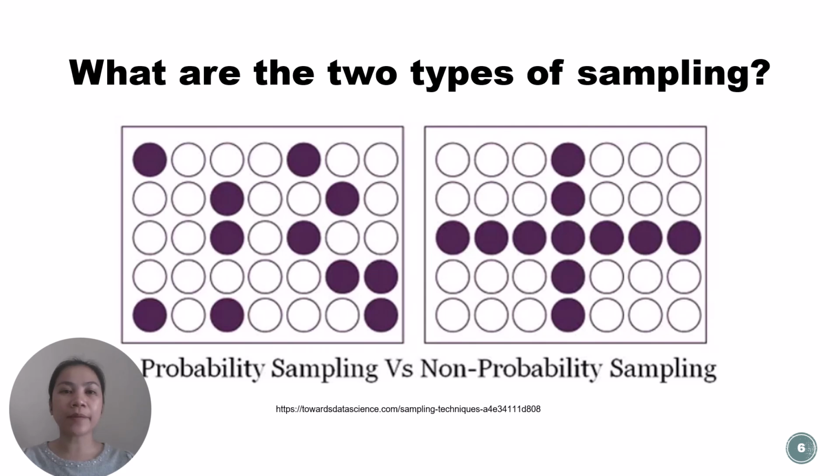There are two main types of sampling techniques: probability sampling and non-probability sampling. Probability sampling uses randomization in selecting the sample, while non-probability doesn't use any randomization. Probability sampling ensures that every member of the population gets an equal chance to be picked and to be part of the sample for the study.